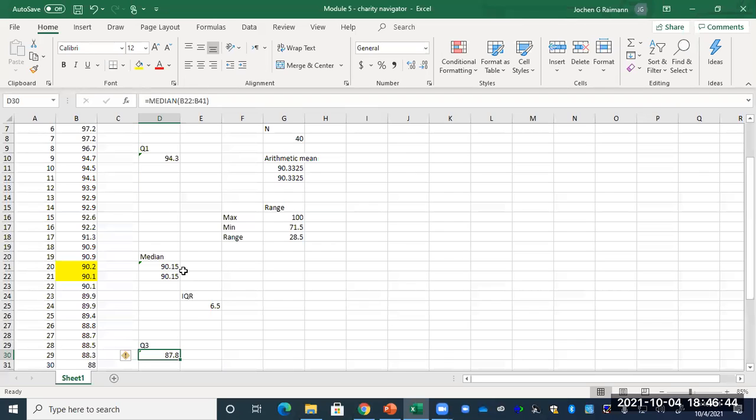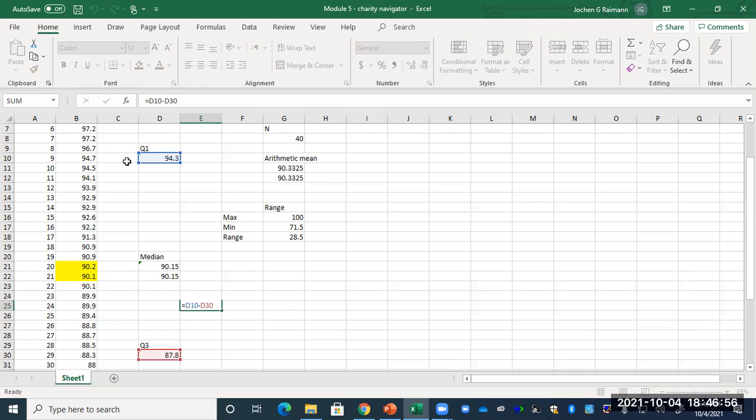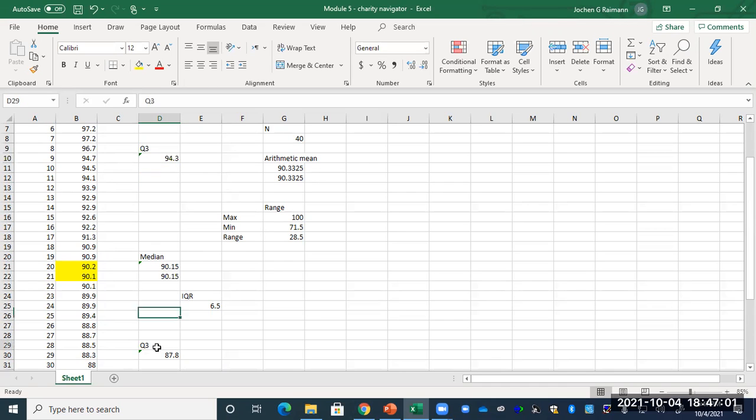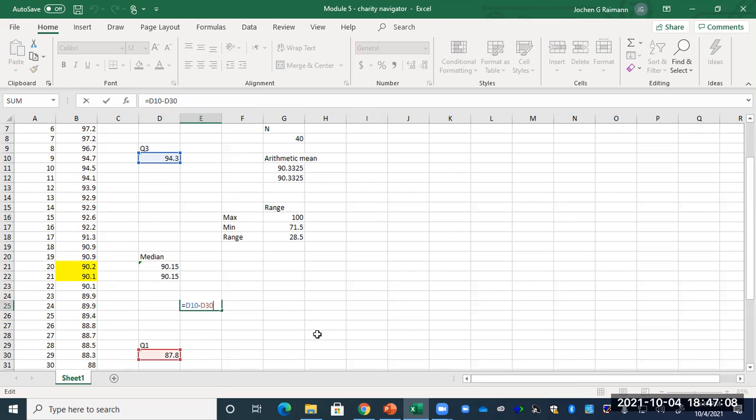So once you have the median from B22 to B41, you can calculate the IQR by subtracting. Oh, this is actually then the Q3 story. This is Q3, this is Q1, because I sorted descending, not ascending. Okay, so the difference between those two, in my case D10 minus D30, is the IQR.